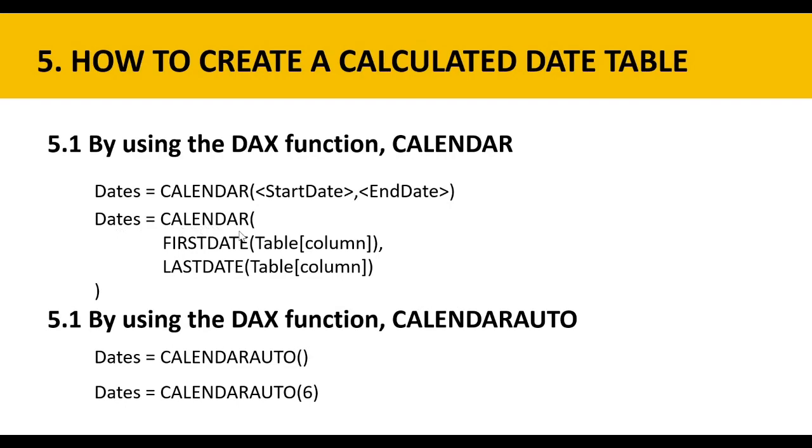The DAX function CALENDAR, open parentheses, and we have right here first date, and also we have last date. Remember that we need to have a beginning and we need to have an end. And we are using here as a reference a table and a column.